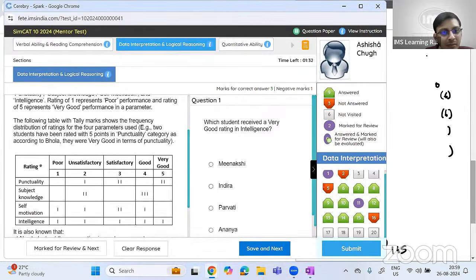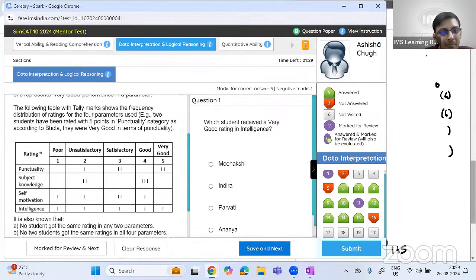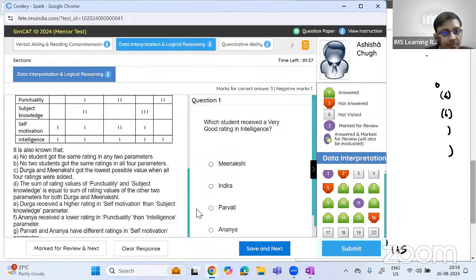I think the first set will also be manageable. I'm pretty comfortable with this. But anyway, can't be helped. Let's get ready for quant.